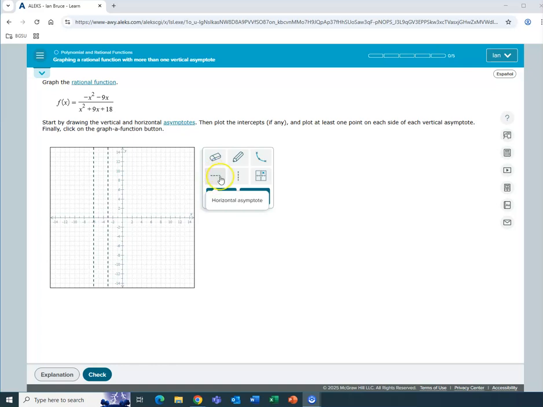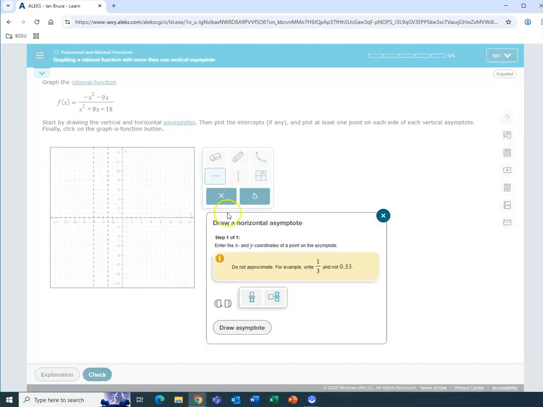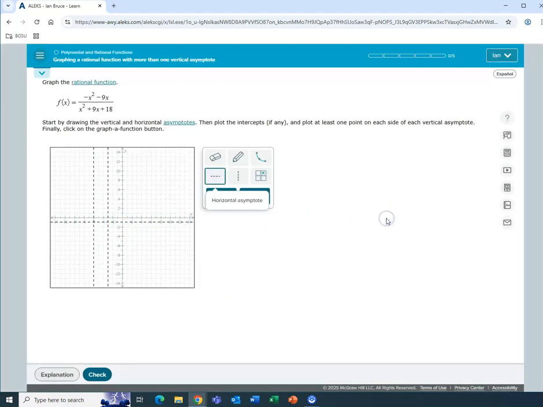So we're going to click on the horizontal asymptote button. And for the x input, we're going to put 0. However, in our y, we are going to put -1. We're going to hit draw asymptote. And then that's going to plot our horizontal asymptote right there.